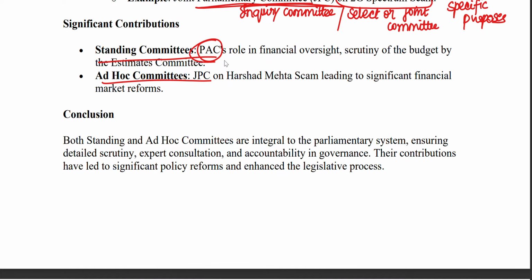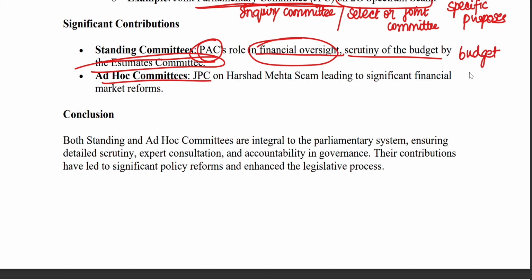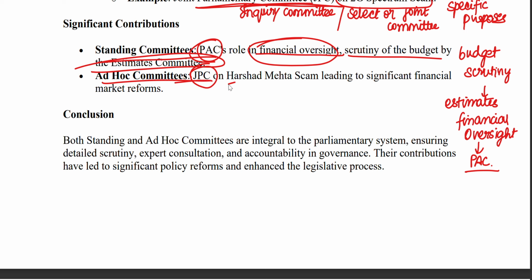Standing committees include the Public Accounts Committee's role in financial oversight, and scrutiny of the budget by the Estimates Committee. So the budget scrutiny is done by the Estimates Committee, and the financial oversight is done by the Public Accounts Committee. Among ad hoc committees is the HPC on the Harshad Mehta scam, leading to significant financial market reforms. Both the standing and the ad hoc committees are integral to the parliamentary system.